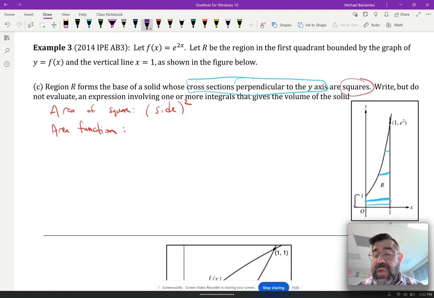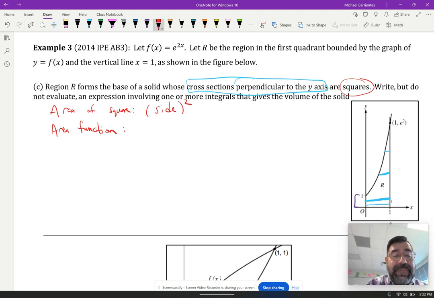But once I get to 1, now my right is left, my 1 is right, and my left is the function, e to the 2x. So I have to build two separate integrals just like I did in the previous one. So let's see. Right minus left in the first part. Well, that's going to be 1 minus 0. And I'm going to square that.